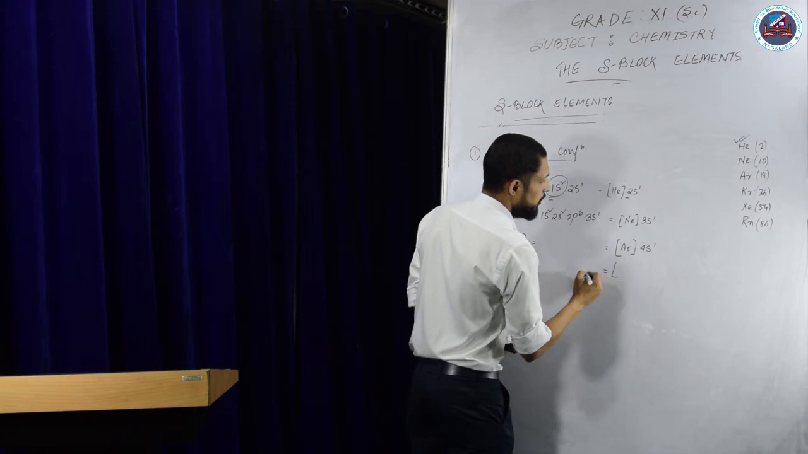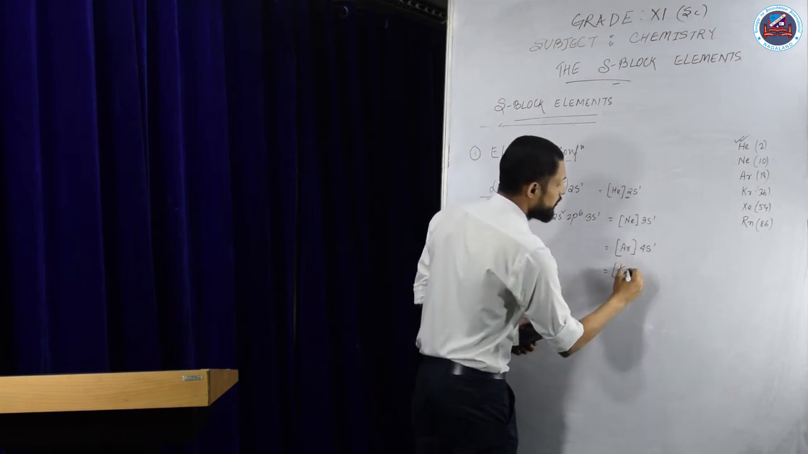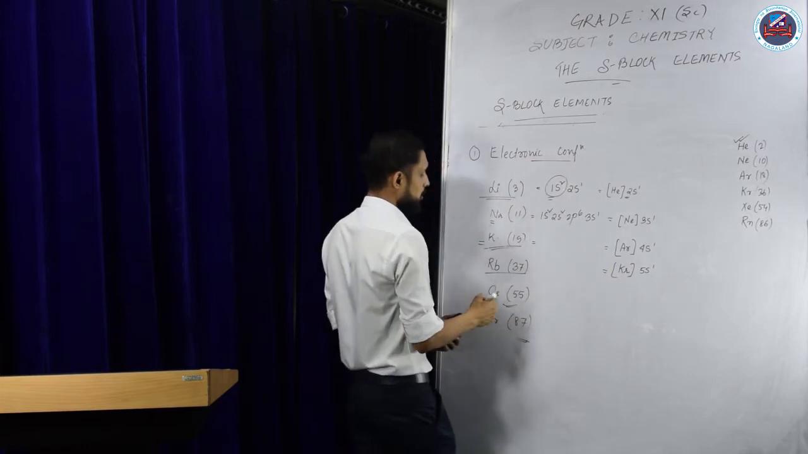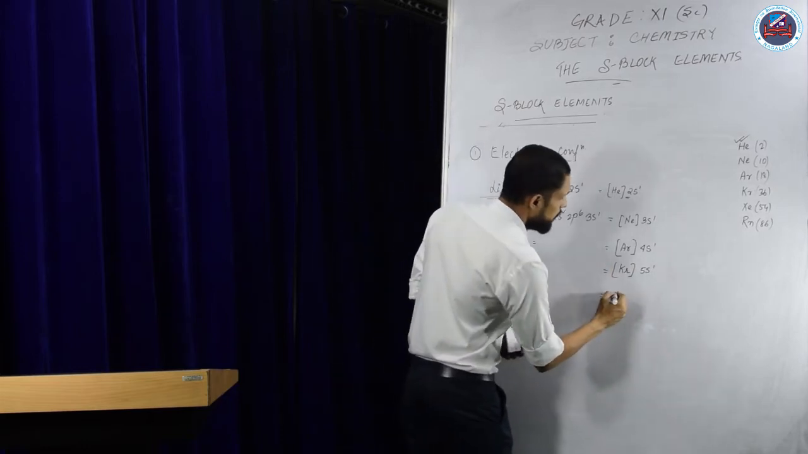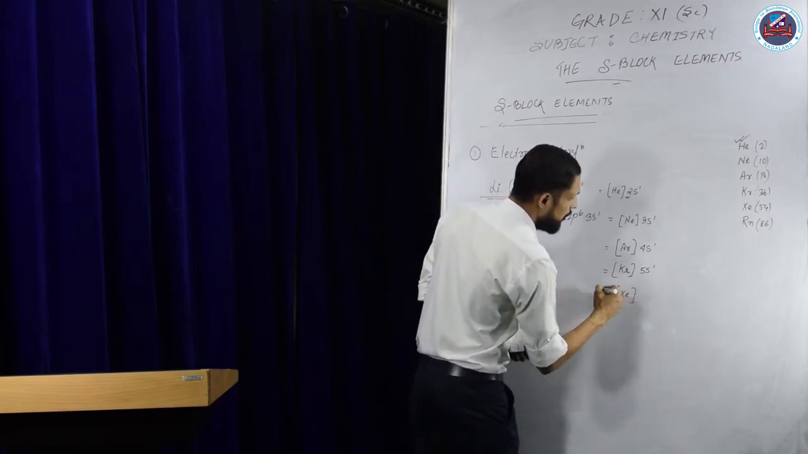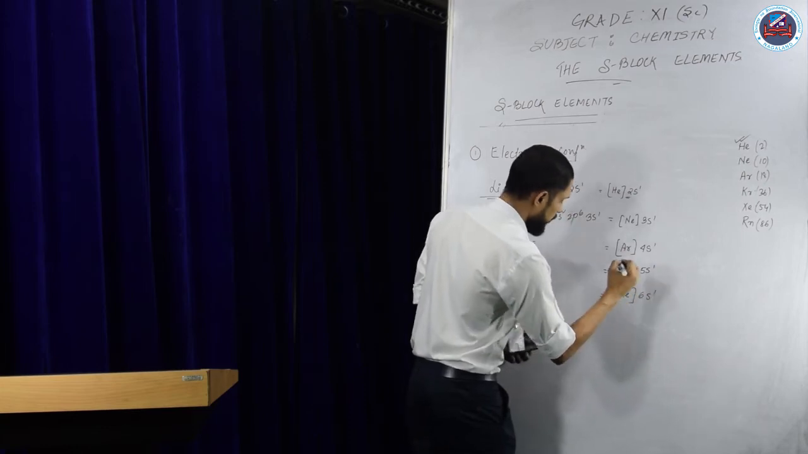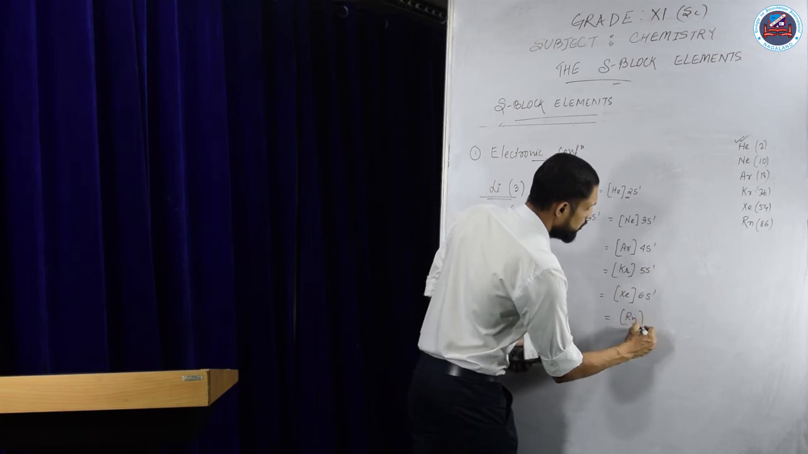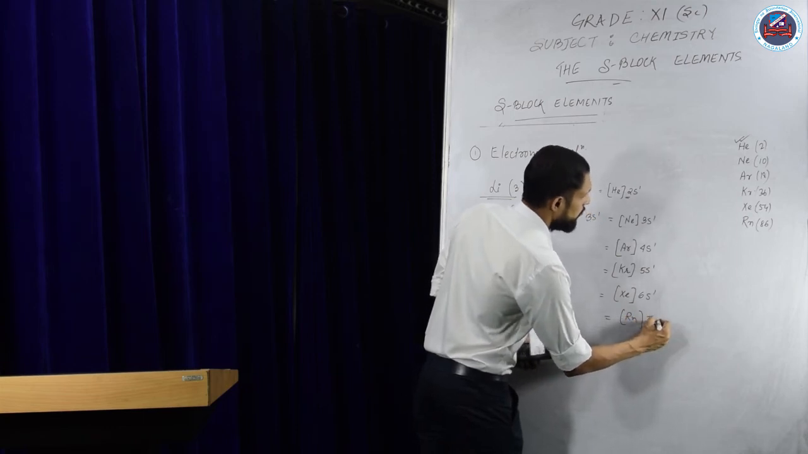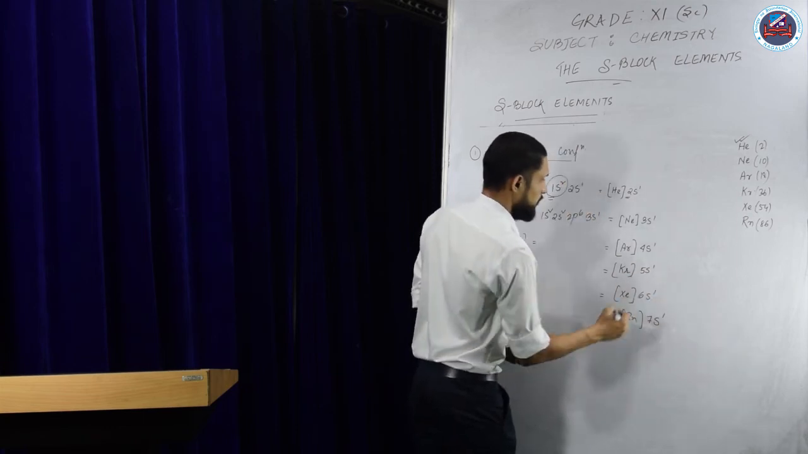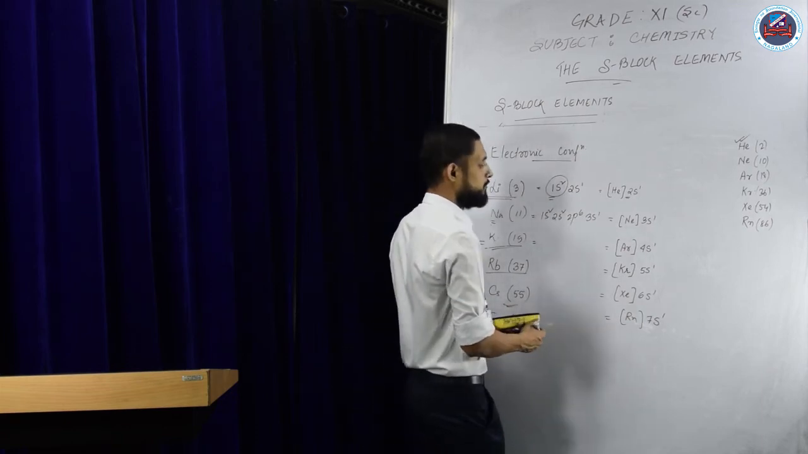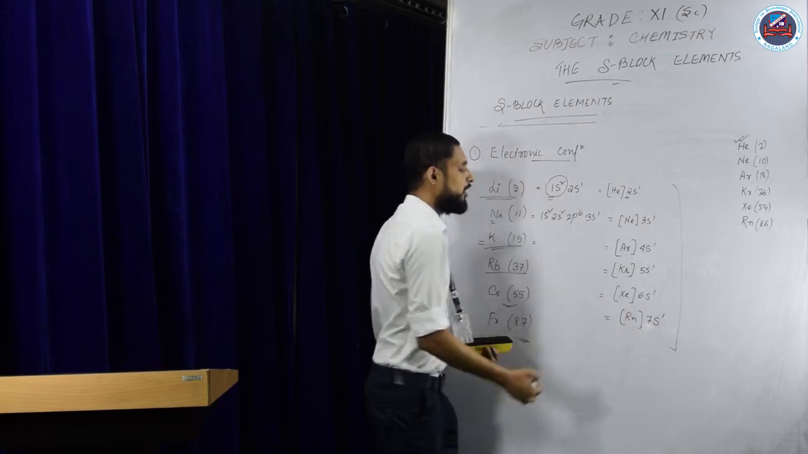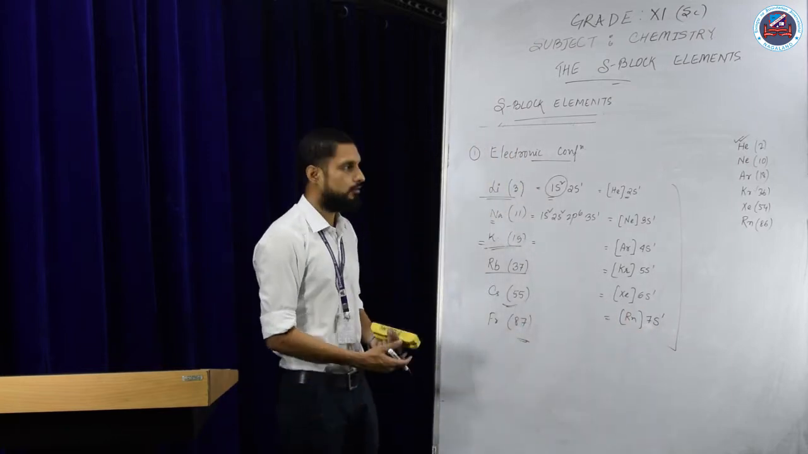Rubidium, the inert gas used is krypton, 5s1. Cesium, the inert gas used is xenon, 6s1. Francium, the inert gas used is radon, 7s1. So this is how we write the electronic configuration of the alkali metals.